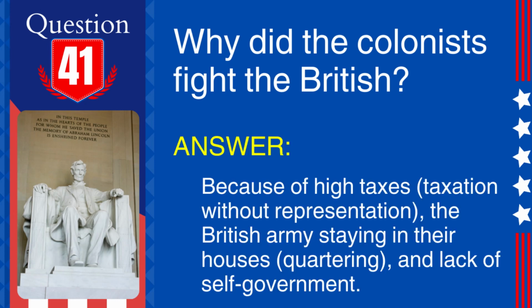Answer: Because of high taxes, taxation without representation, the British Army staying in their houses (quartering), and lack of self-government. Explanation: The American colonists opposed the British government's policies of high taxes without representation in Parliament, quartering of soldiers, and denial of self-rule, leading to the Revolutionary War.